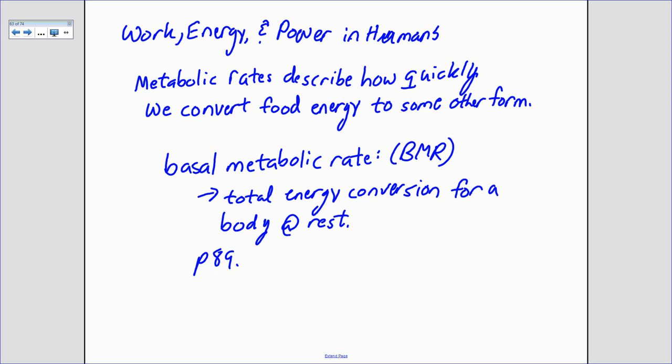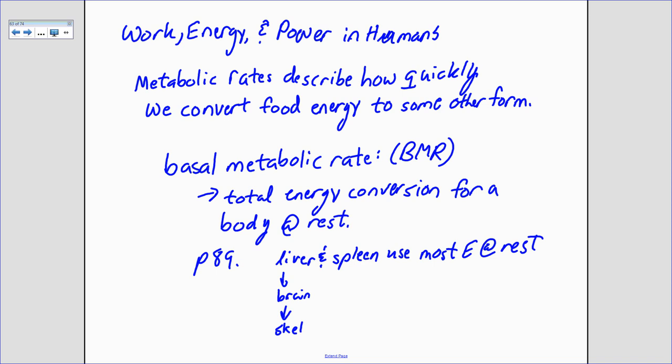And it just describes the basal metabolic rate. I have a little video that talks about basal metabolic rate. Let me write this down. The liver and spleen use the most energy. That's at rest, and you're at rest, followed by the brain, followed by the skeletal system, skeletal muscles.